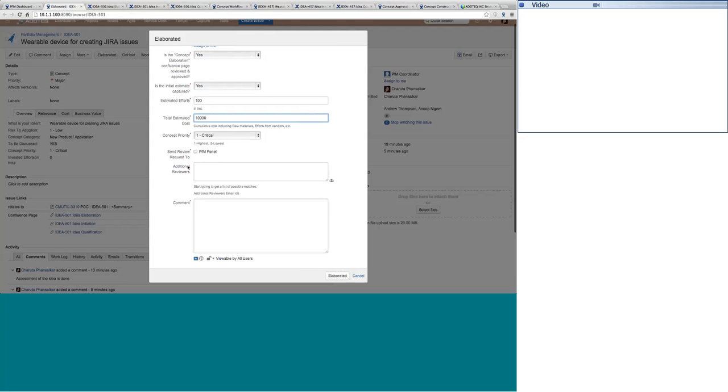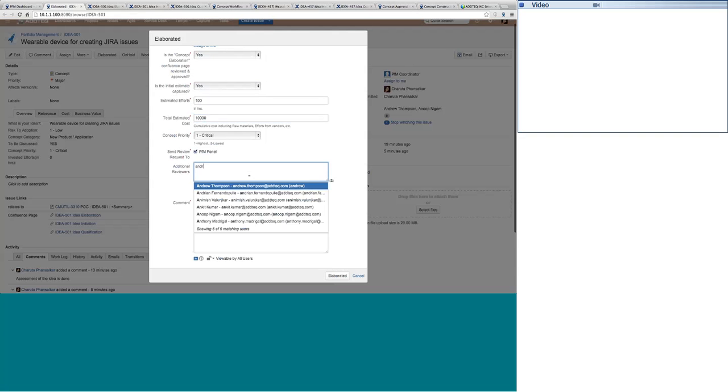Now again, when we want a set of people, or say a portfolio management panel, to review this particular idea, at the same time we can send them an email using this small feature in Jira. Now you can see that I wanted to add an additional reviewer who is not on the PSM panel, and I wanted this person, maybe a technical person, or a marketing executive, or anybody from the sales team, anything.